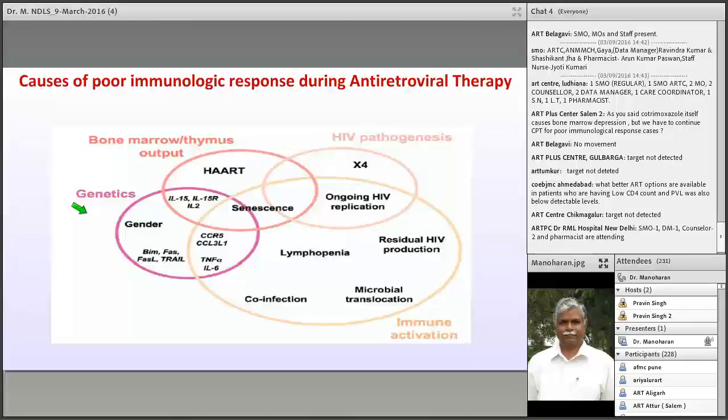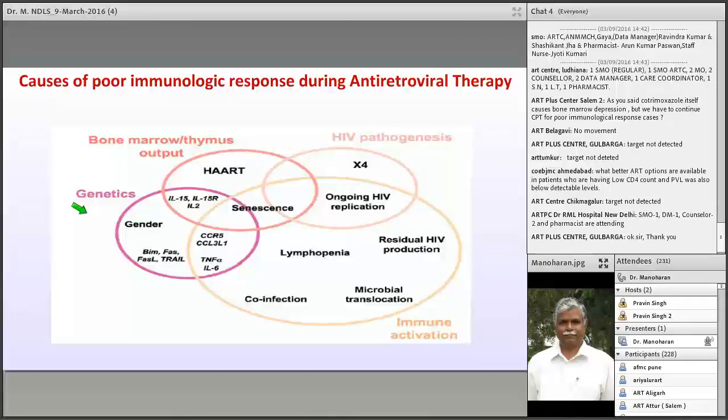Another question: as you said, cotrimoxazole itself causes bone marrow suppression, but we have to continue CPT for poor immunological response. It's a good question. See, in many of the patients the CD4 count recovers to more than 250. In those cases, we need not give cotrimoxazole. But in those patients where the immunological recovery is very poor, we are supposed to continue cotrimoxazole, because you know the benefits of cotrimoxazole are much higher, because it prevents many opportunistic infections.